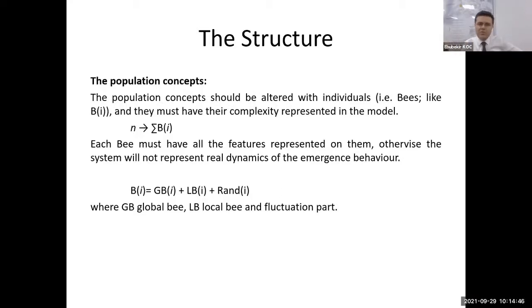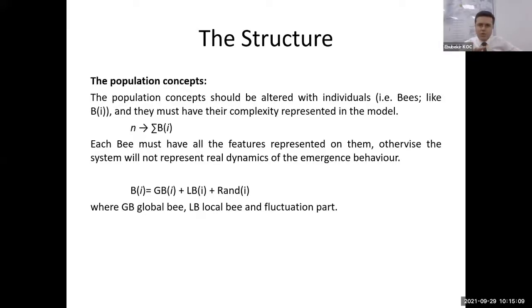So the population concept should be altered with individuals, basically. The bees, like any BI, must have their complexity represented in the model. So instead of population, we have the bees as individuals. Sorry, Dr. Koç, you have 1 minute left. I am just collecting everything.